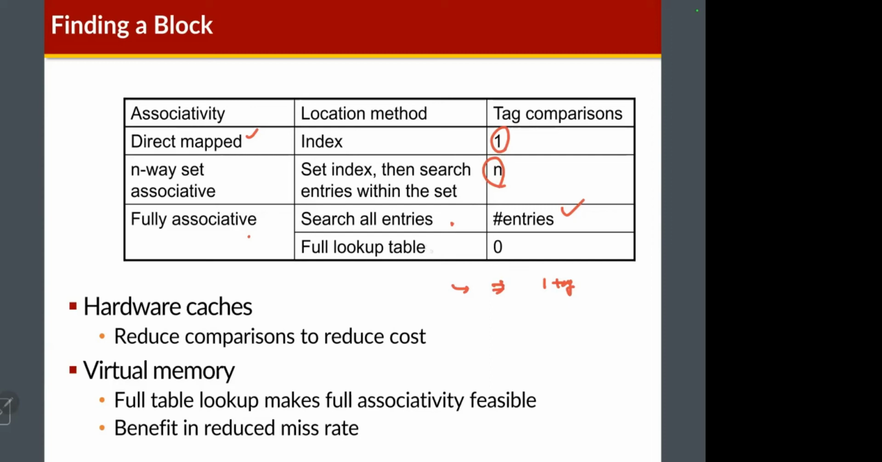Then they first access the lookup table and find the location of the target data in the fully associative cache. Then we can access the target block of this fully associative cache. But the fully associative cache is the most expensive cache.